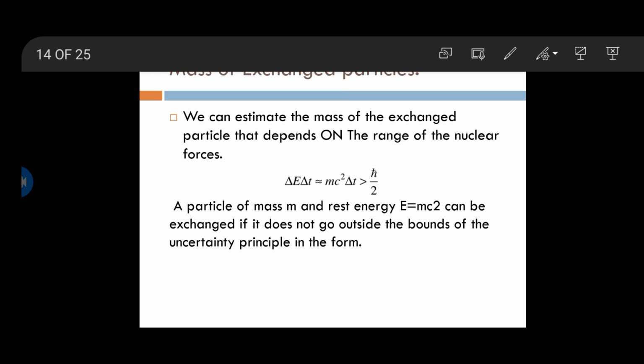Students, here we can say that we can calculate the energy by the Heisenberg uncertainty principle. As we know, delta E delta t, where E is approximately equal to mc square, into delta t is greater than h cut over 2. A particle of mass m and rest mass energy E equal to mc square can be exchanged if it doesn't go outside the bounds of the uncertainty principle. It means that when a nucleon changes into another nucleon and an exchange particle is emitted, the reabsorption also takes place in a short time to conserve the law of energy.